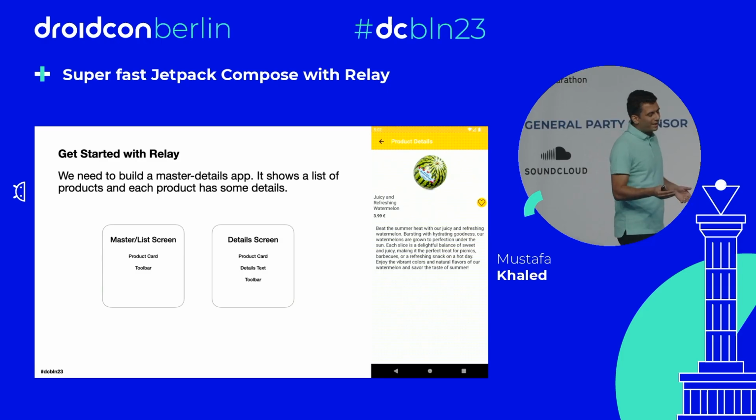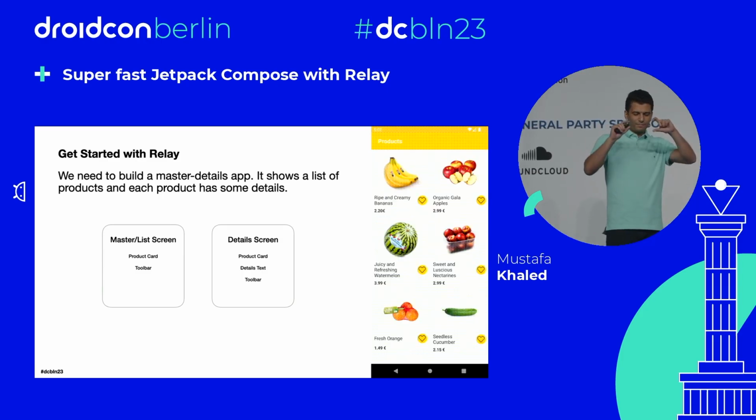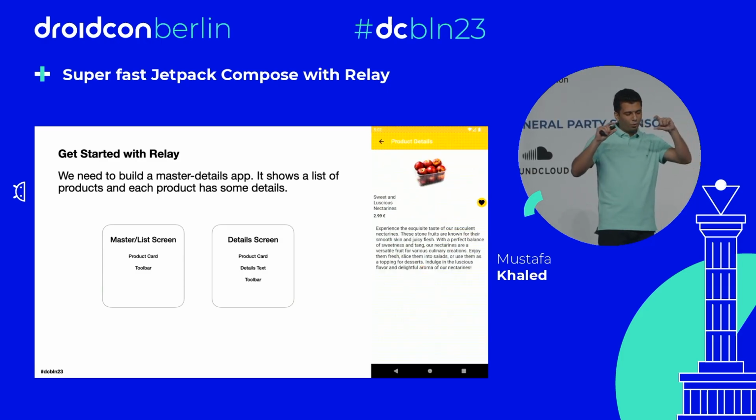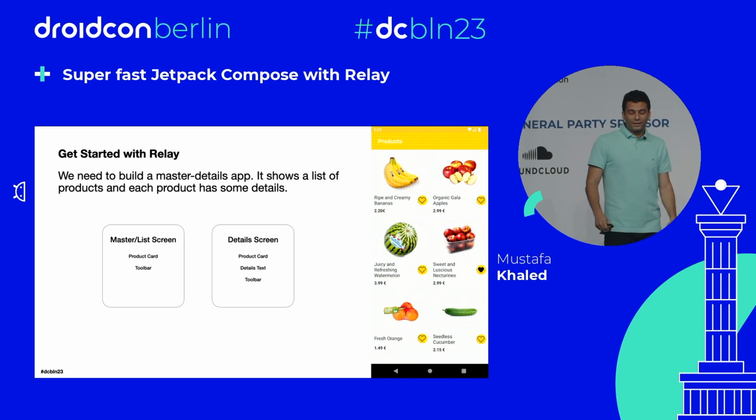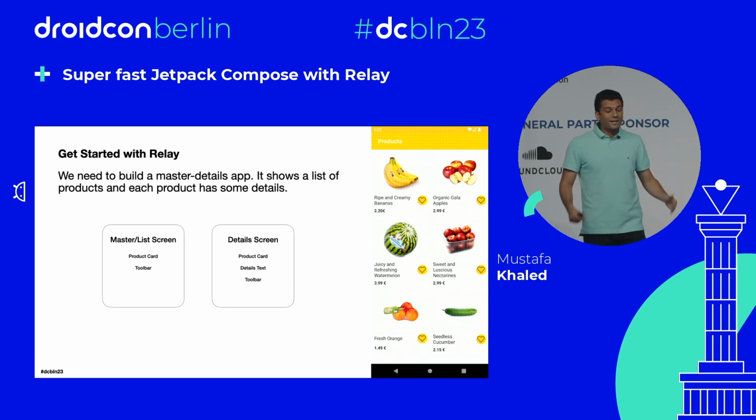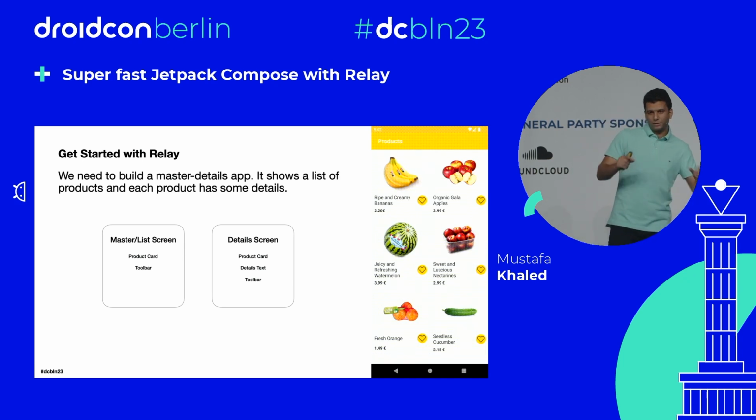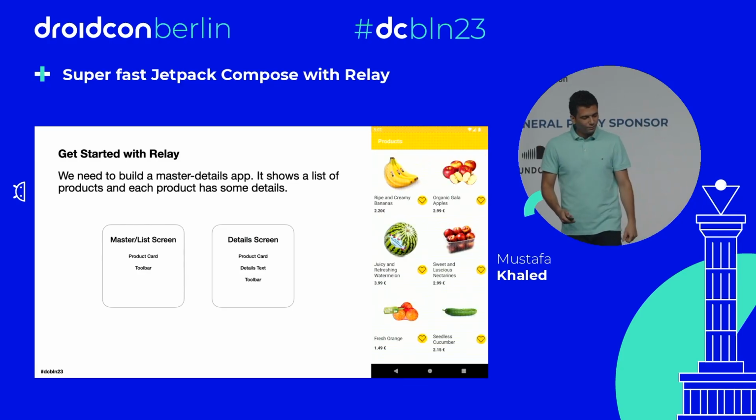So the master list, as you can see, has a toolbar at the top and also a product card. For the details, you have the same product card, but in landscape mode, plus details, text, and a toolbar.